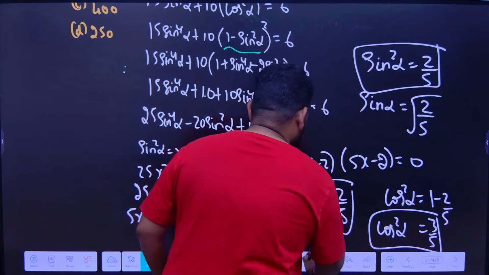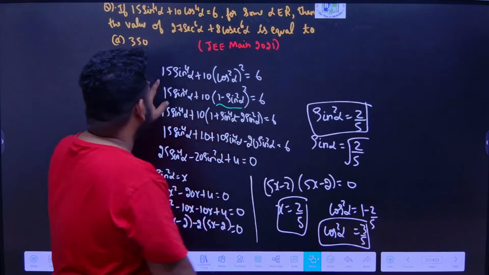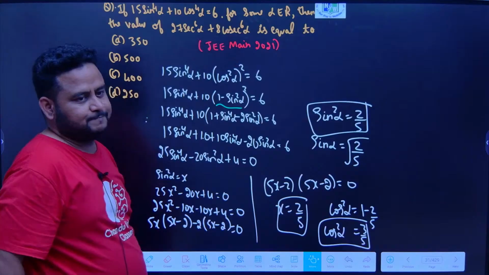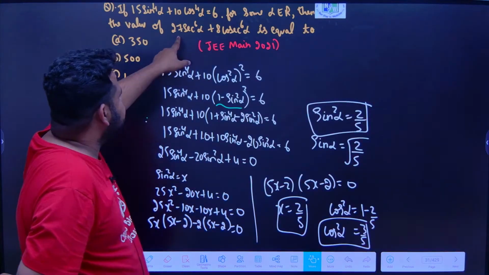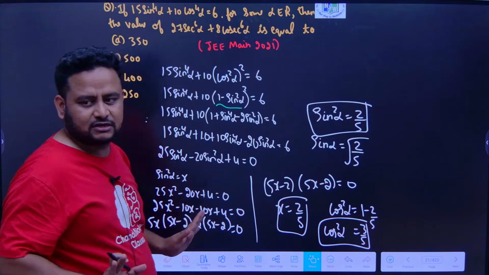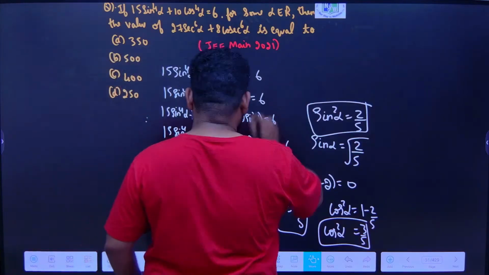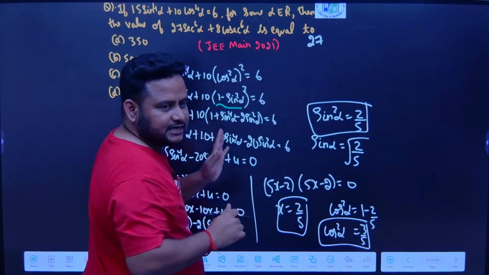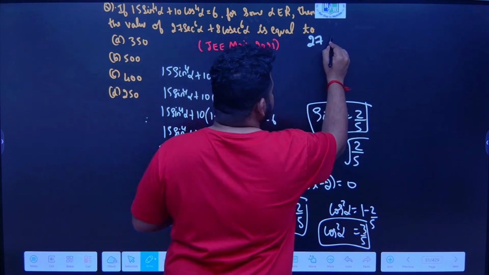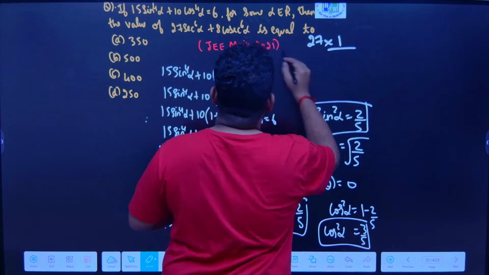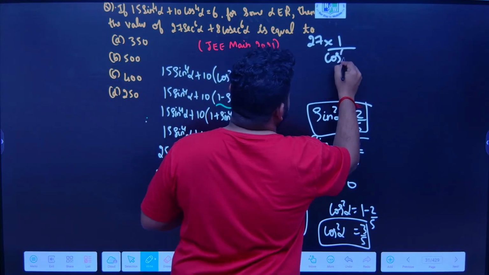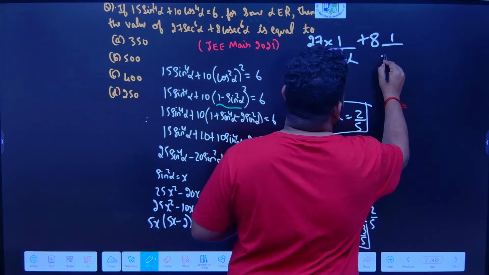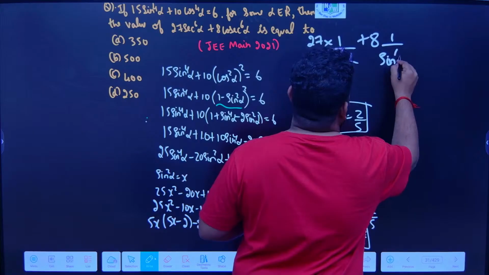Now, observe carefully what they are asking in the question. They are asking us to find 27 secant power 6 alpha plus 8 cosec power 6 alpha. So, let us take what they are asking. They are asking 27 secant, and secant can be written as 1 by cos power 6 alpha, correct, plus 8 times 1 by sin power 6 alpha, correct, no?